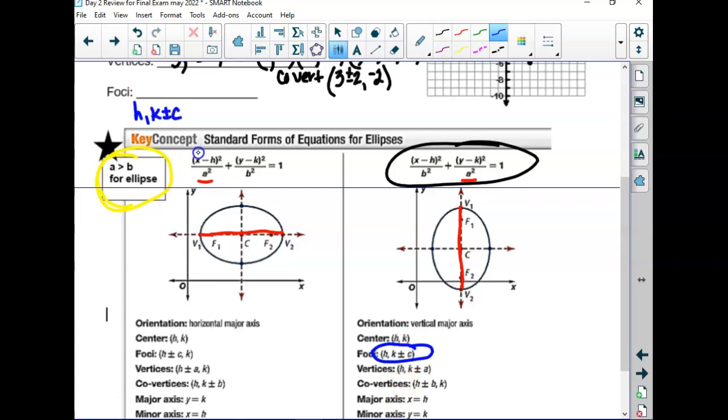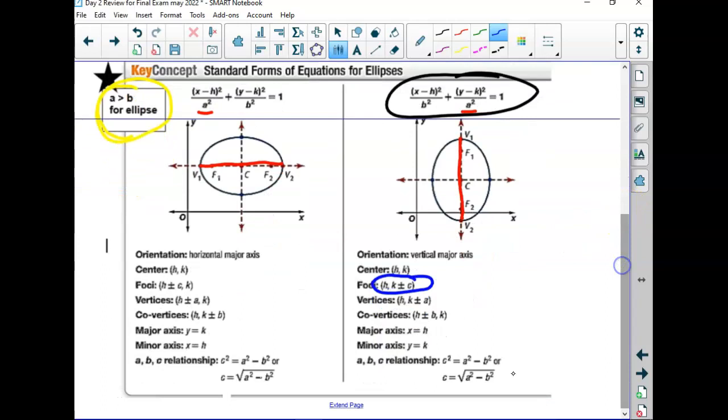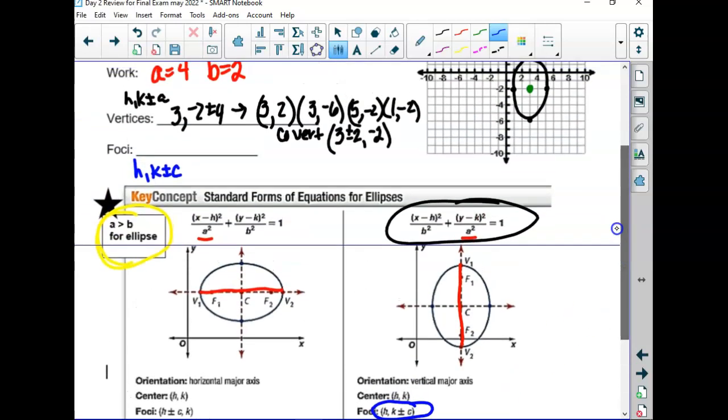C does not stand for center, okay? Capital C is the center, that's the point, but little c is a relationship down here, and it is not the same relationship for ellipses and hyperbola. It's 2 different things. For an ellipse, it's a squared minus b squared, and then you take the radical.